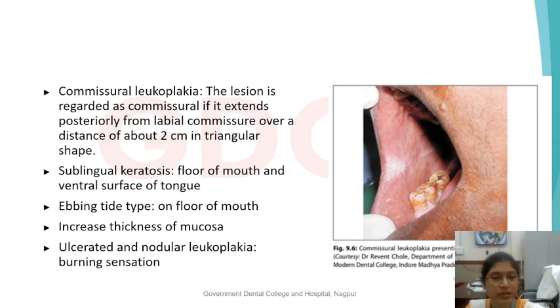If the floor of the mouth and ventral surface of the tongue are involved, then we call it sublingual keratosis. On the floor of the mouth, the most common appearance of the leukoplakia is the ebbing tide appearance. If you have been on a beach during the low tide, you might have seen the sea water receding backwards. The pattern left behind on the sand is similar to the pattern we see in floor of the mouth lesions. Increased thickness of the mucosa is there because of excessive keratinization, and in cases of ulcerated and nodular leukoplakia, the patient can have burning sensation.